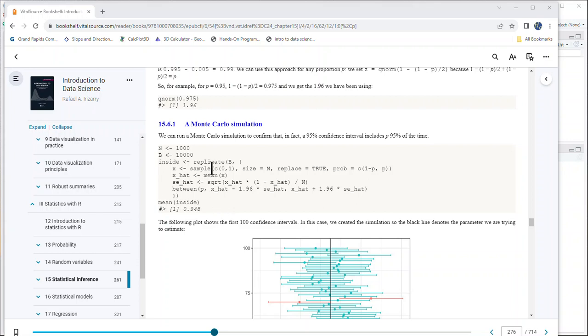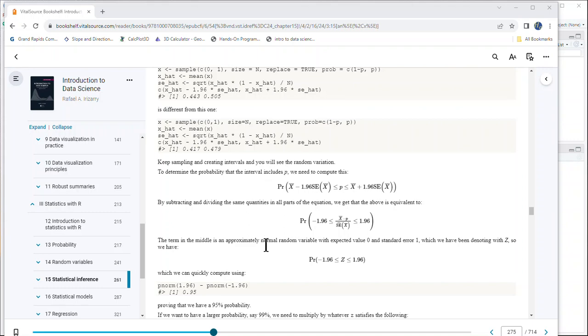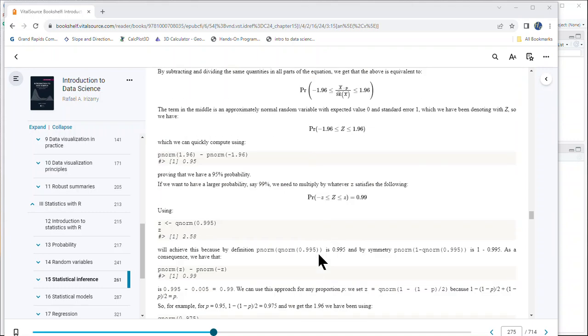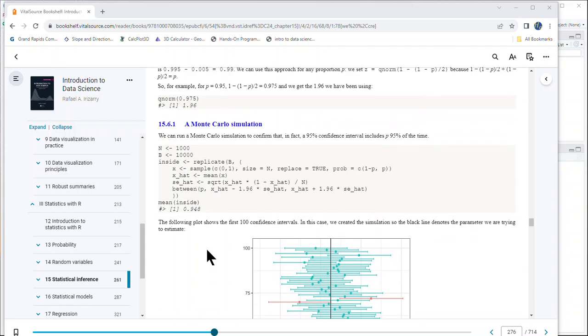In our textbook, section 15.6.1, our author talks about this Monte Carlo simulation of the confidence interval and the theory behind the confidence interval. And then he produces this very nice graph. So I want to take a moment to show you and walk you through this Monte Carlo simulation and the things that we can learn from that.